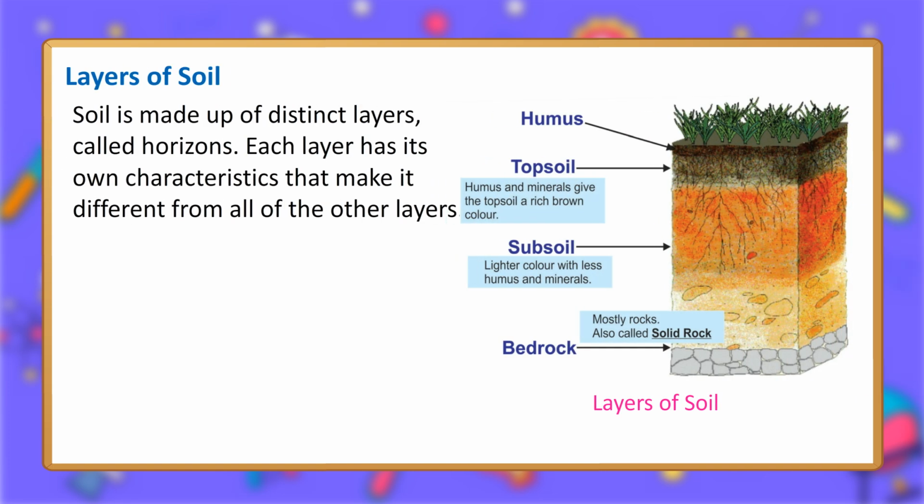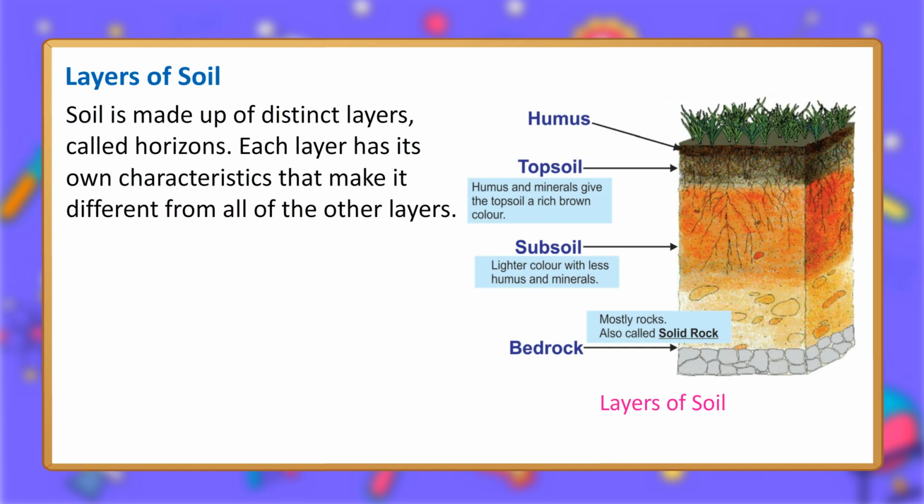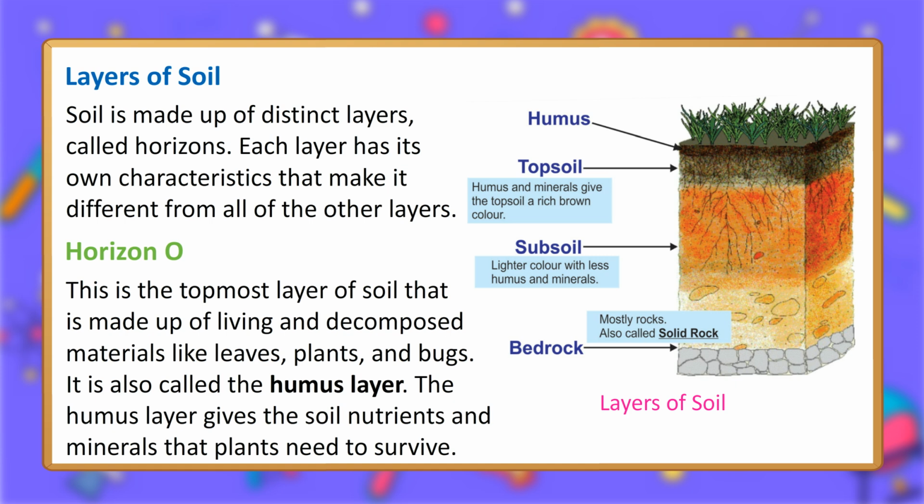Layers of soil. Soil is made up of distinct layers, called horizons. Each layer has its own characteristics that make it different from all of the other layers. Horizon O. This is the topmost layer of soil that is made up of living and decomposed materials like leaves, plants, and bugs. It is also called the humus layer. The humus layer gives the soil nutrients and minerals that plants need to survive.